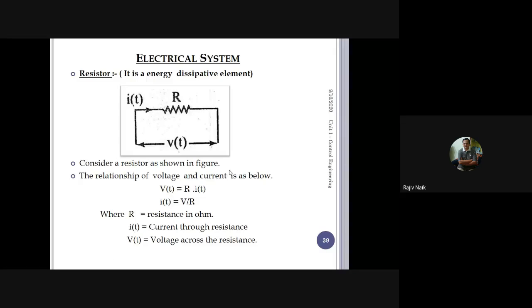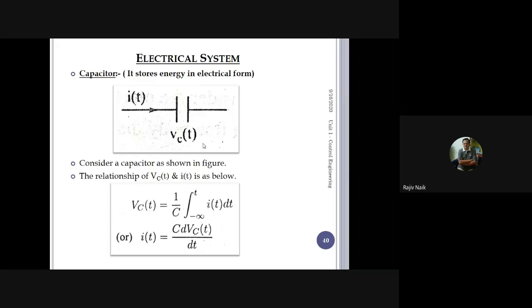The same equation is modified in terms of current: current I is V upon R. That is what it says. This is the first element in the electrical circuit, the resistance. It is the equivalent of our damper in a mechanical system.